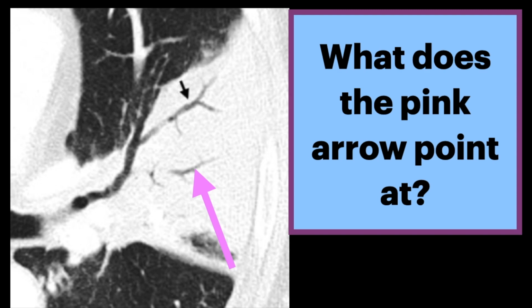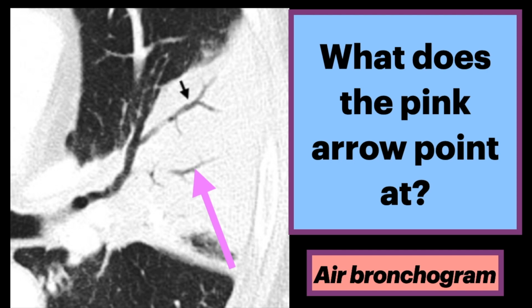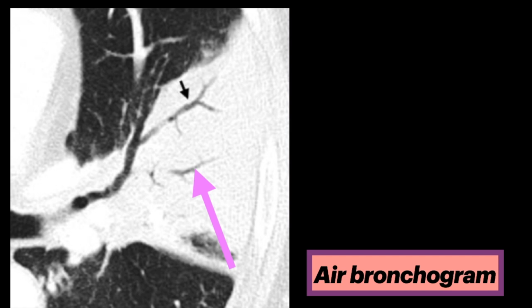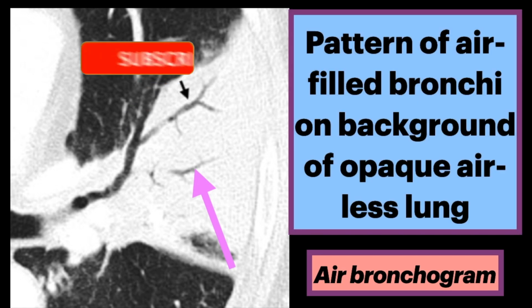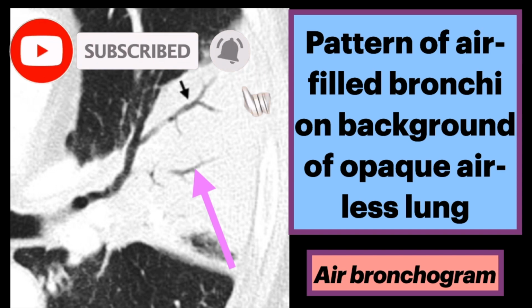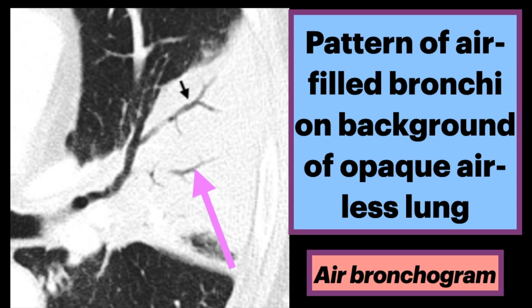What does the pink arrow point at? We see air-filled bronchi within a background of opacified lung parenchyma. This is an air bronchogram, one of the earliest findings we learn in radiology residency. Again, it is a pattern of air-filled, low-attenuating bronchi on a background of opaque, high-attenuating, airless lung.